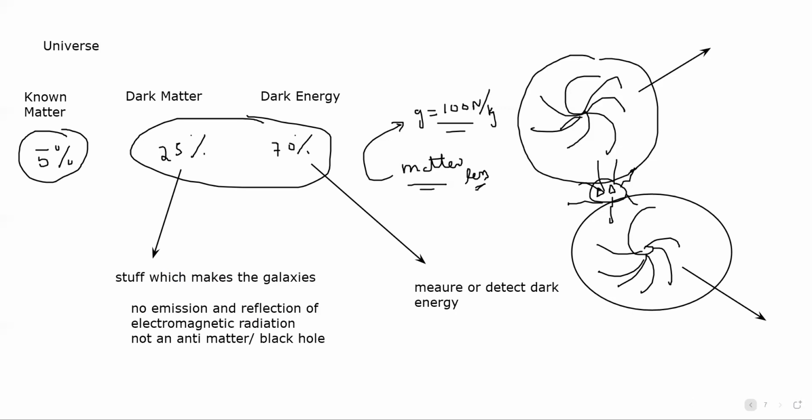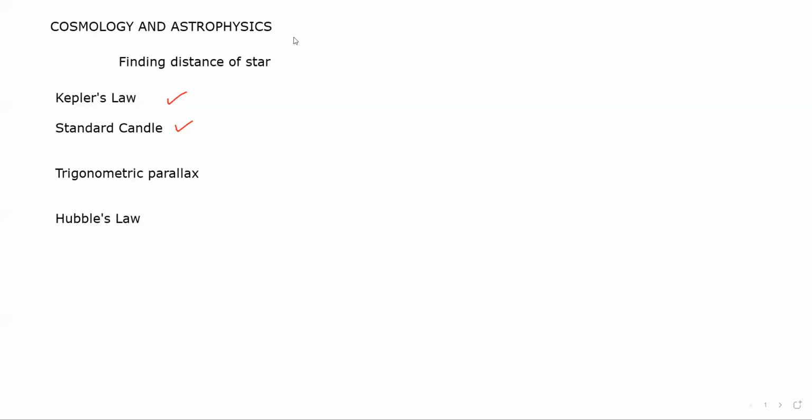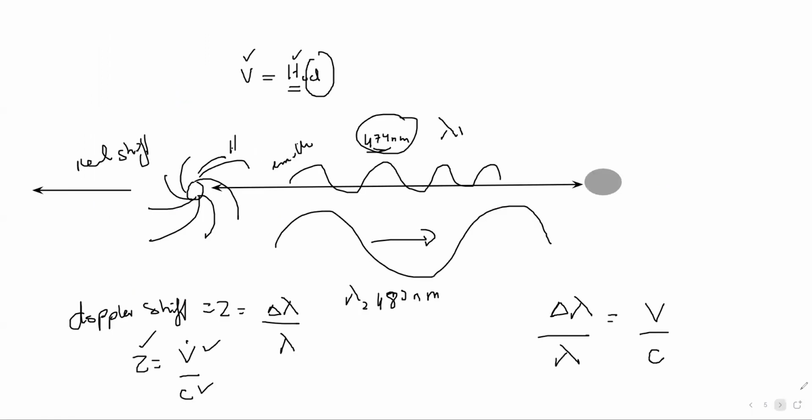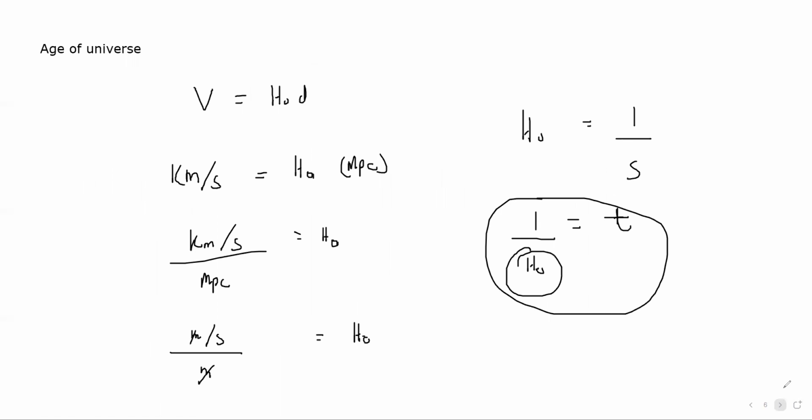So we started with Kepler's law, and the standard candle we already discussed in the last session. Trigonometric parallax measures the distance between the sun and the star, or star and earth. And Hubble's law can also be used to find the distance between the galaxies and earth. According to Hubble's law, the recession speed is directly proportional to the distance between the galaxy and the Earth. The greater the distance, the higher the speed. And using Hubble's constant, we can find the age of the universe, which is about 13.7 billion years. But again, it's not accurate.